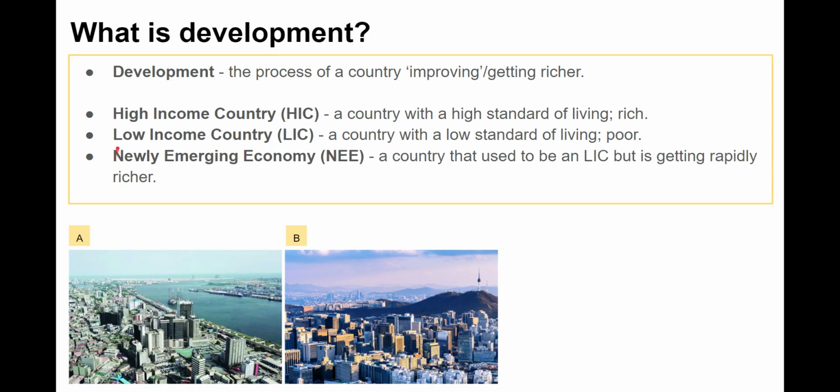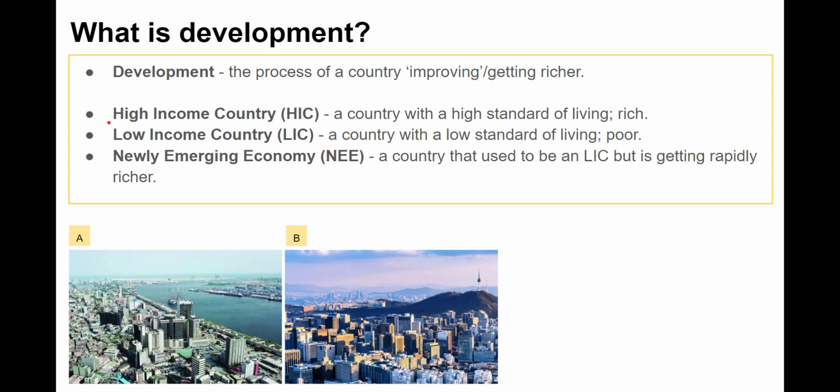Okay, so just to confirm, high income countries are rich ones, low income countries are poorer ones, countries with a low standard of living, and our newly emerging economies are countries that are kind of in the middle, getting richer more quickly. So make sure that if you need to, pause the video here and get a little bit of a note down of those keywords, because they're going to be really important ones.